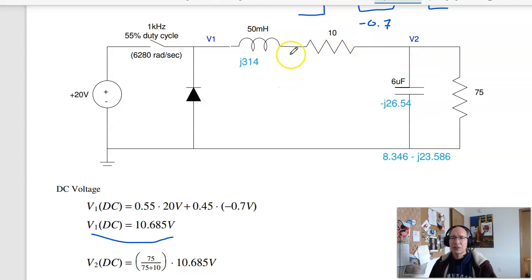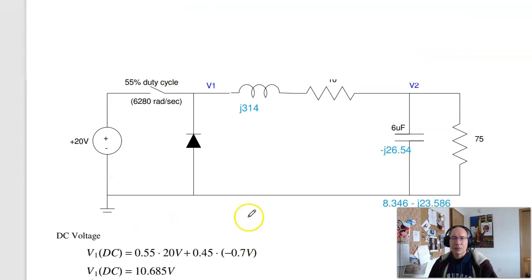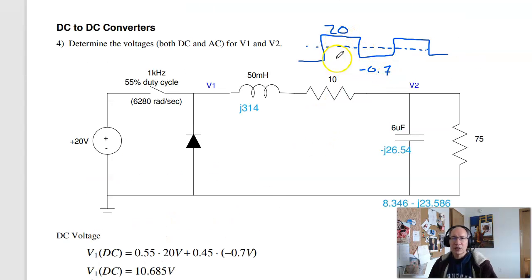Once I know the DC voltage of V1, I can find the DC voltage of V2. That's just voltage division. Inductors don't matter at DC, capacitors don't matter at DC. It's just 75 over 85 times 10, 9.24 volts. So that's the DC circuit. AC analysis. V1 looks like this.